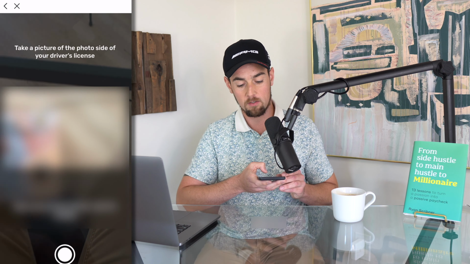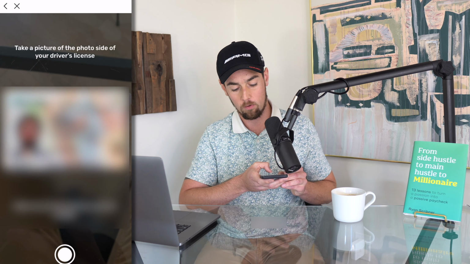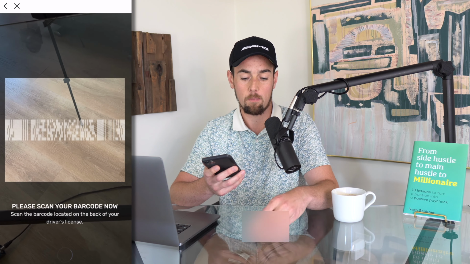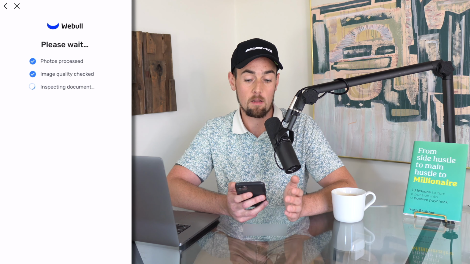So I'm going to go ahead and do that now and just blur things out for privacy reasons. And now at this point, it's going to have us scan the barcode on the back of the license. So you're going to want to follow these steps yourself for verification. And you'll get a confirmation that says barcode scanned successfully for this one.